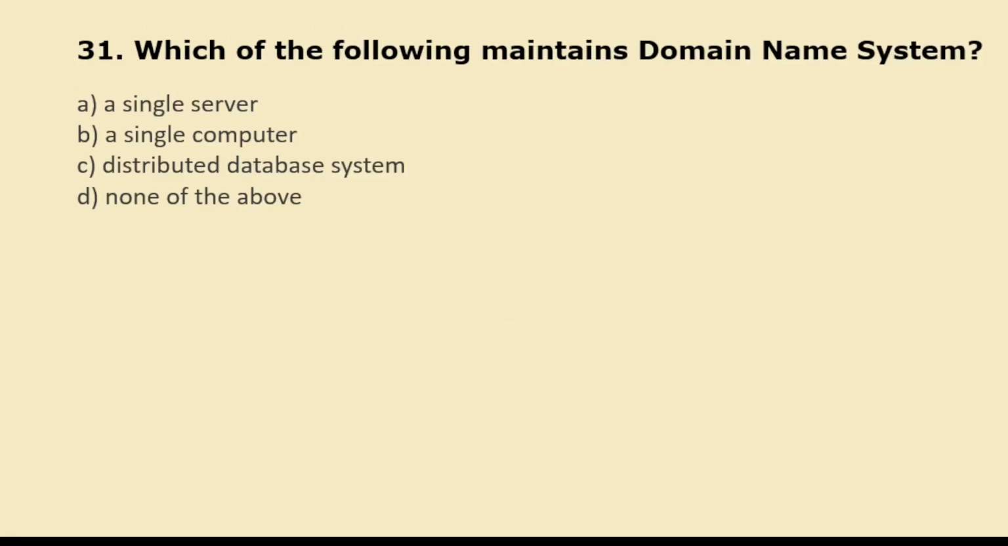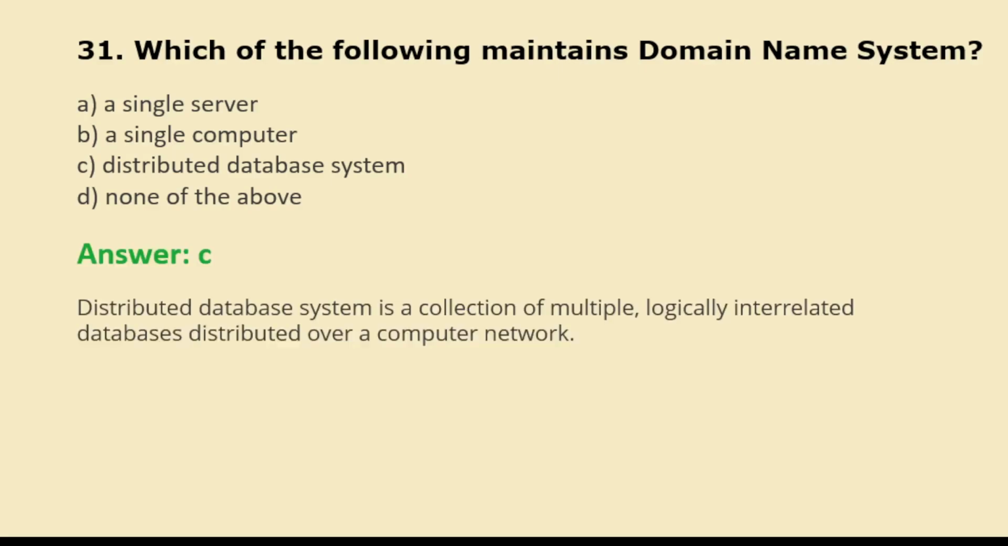Question 31. Which of the following maintains domain name system? A. Single server. B. Single computer. C. Distributed database system. D. None of the above. The correct answer is C. Distributed database system. So, distributed database system is a collection of multiple logically interrelated databases distributed over a computer network.